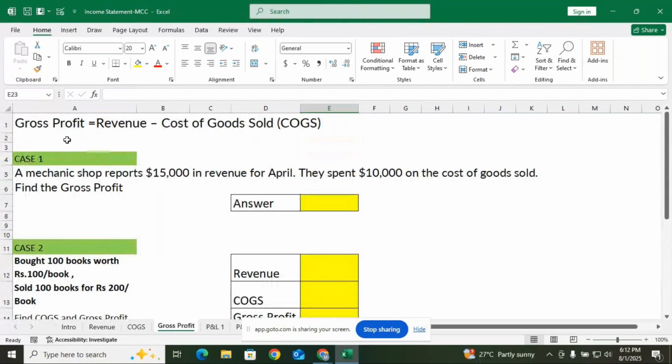Okay, so what is basically gross profit? Gross profit is nothing but sales minus cost of goods sold. So sales minus cost of goods sold, we arrive at the gross profit. So here, first case we have where a mechanic shop reports 15,000 in revenue for April. They spend 10,000 on the cost of goods sold. Find the gross profit.